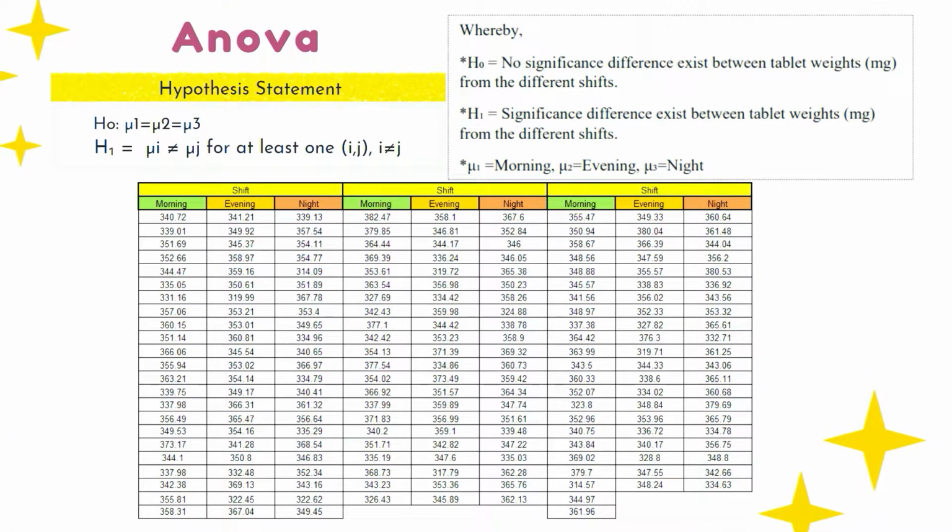The hypothesis statements for our case are as follows. The null hypothesis: no significant difference exists between tablet weight from different shifts. The alternative hypothesis: a significant difference exists between tablet weight from the different shifts, where mu1 represents the morning shift, mu2 the evening shift, and mu3 the night shift.